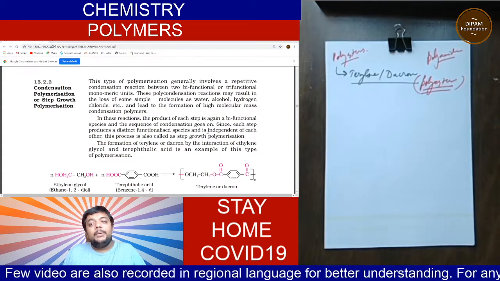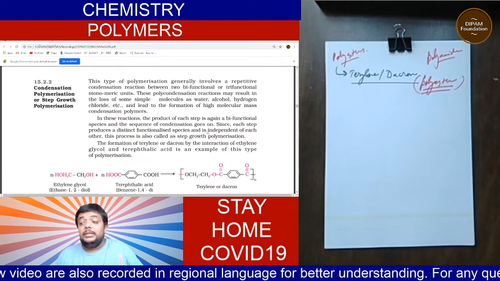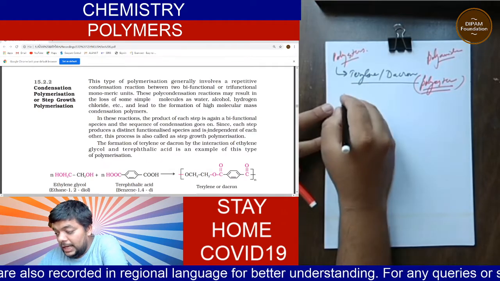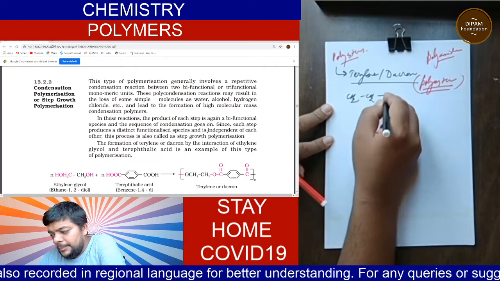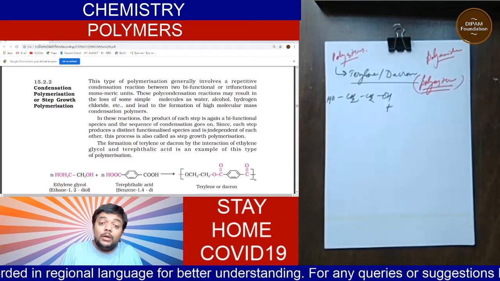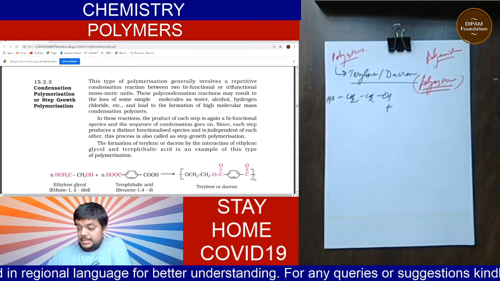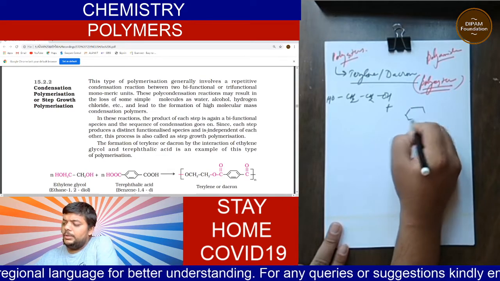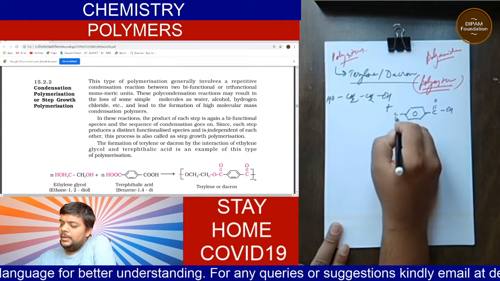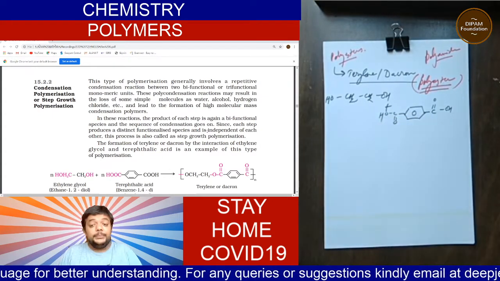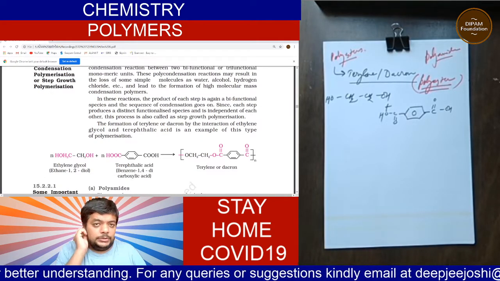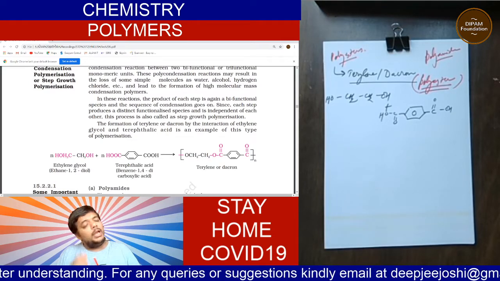So while preparing this Dacron or terylene, we need to have two monomers, respectively known as ethylene glycol, a very simple reactant which is also called ethane 1,2-diol, combining with terephthalic acid. It is also a very simple molecule. If you can write it, it is benzene 1,4-dioic acid, or dicarboxylic acid. It should be benzene 1,4-dicarboxylic acid and not dioic acid.